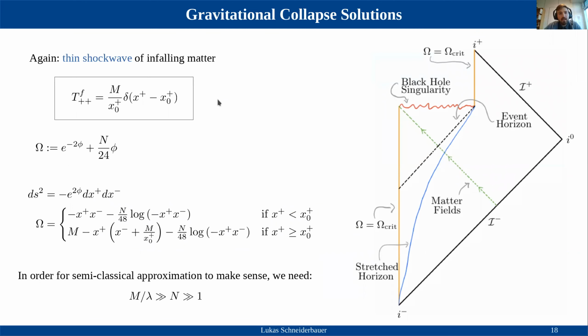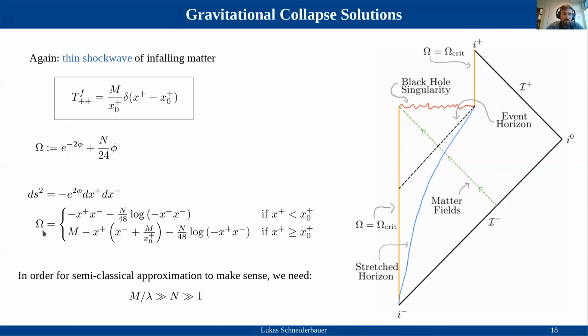Okay, so now we again study an infalling thin shock wave of this form. Here you see a Penrose diagram. This shock wave would come in here. In order to write down the solutions, it's more convenient to define this field omega here, which is the area functional from before plus some corrections. And then again, in these coordinates, the conformal factor is basically given by the dilaton.